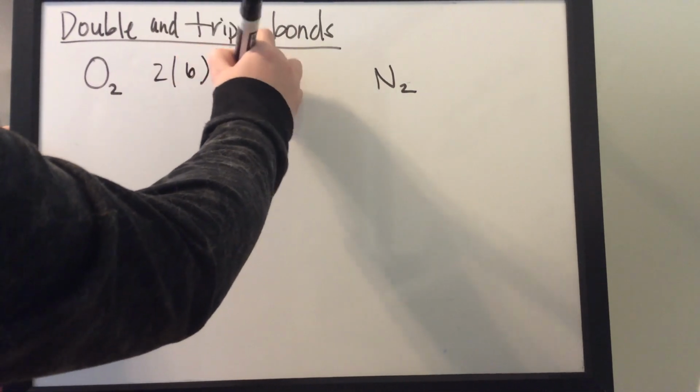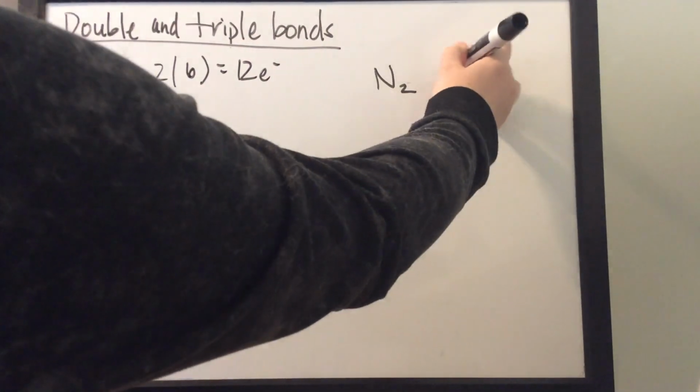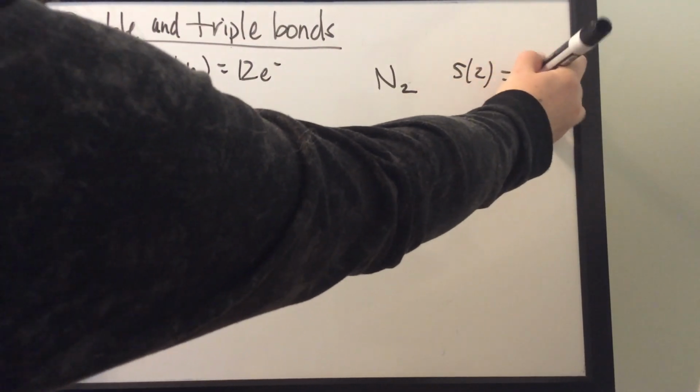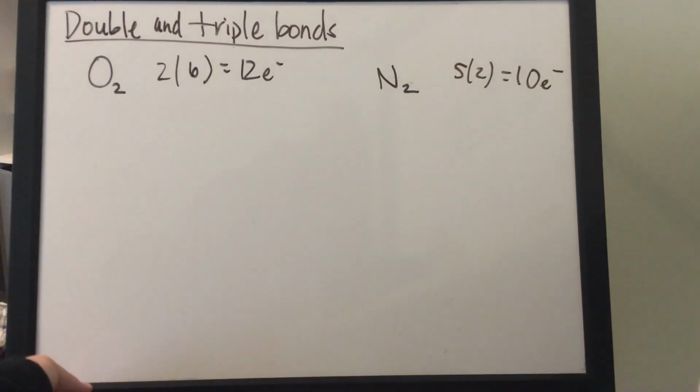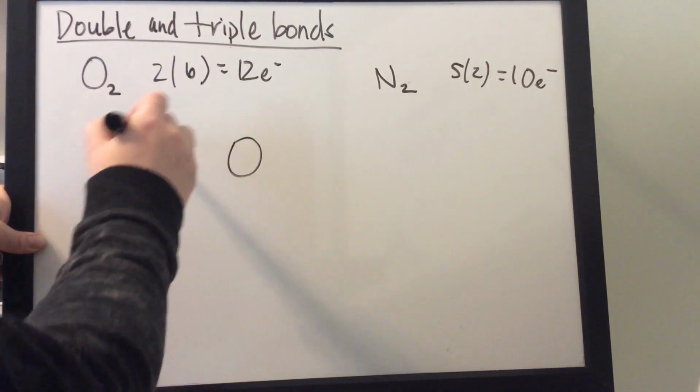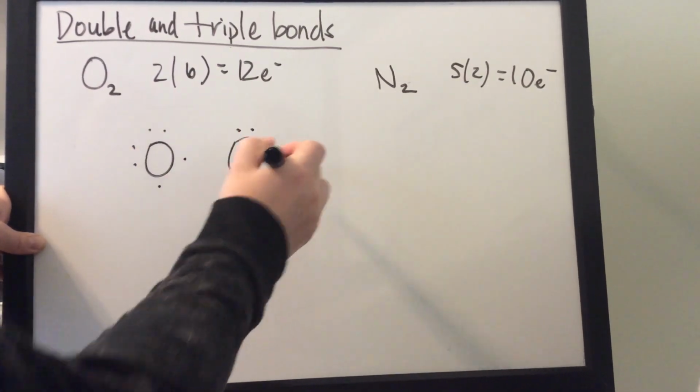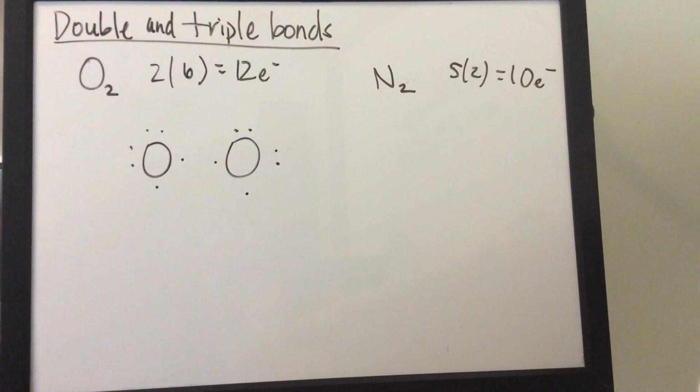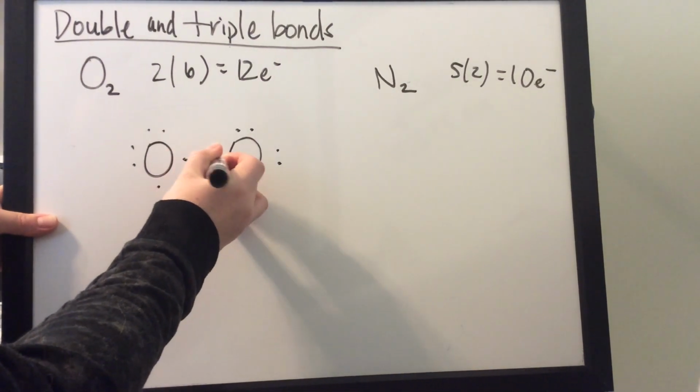So if you go to do a Lewis structure for these, O2 is 2 oxygens, each with 6 electrons, which brings me to 12. And nitrogen, 2 nitrogens, each with 5, gives me a total of 10 electrons. With O2, of course, they go side by side. 1, 2, 3, 4, 5, 6. 1, 2, 3, 4, 5, 6. And I know I have to connect my dots, so to form a bond, here it is.